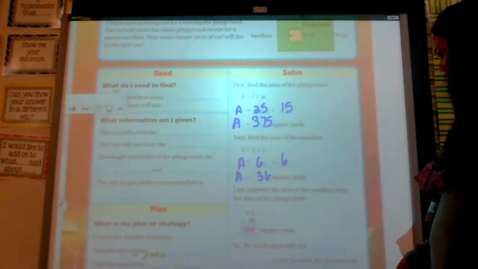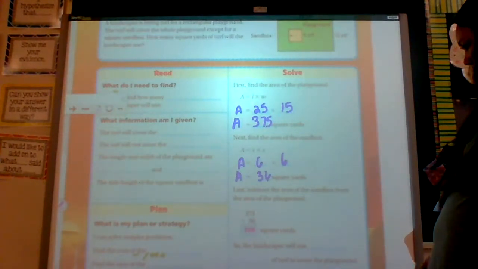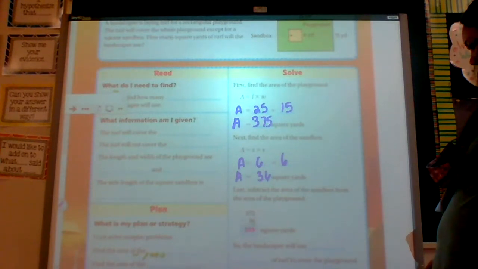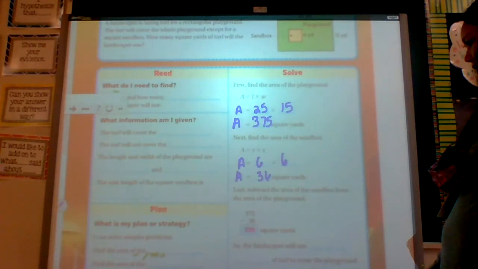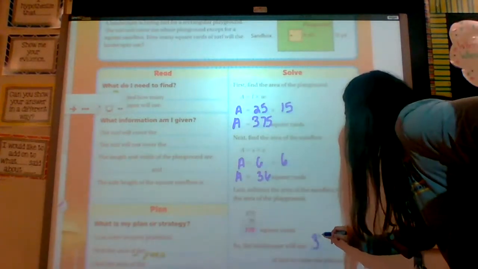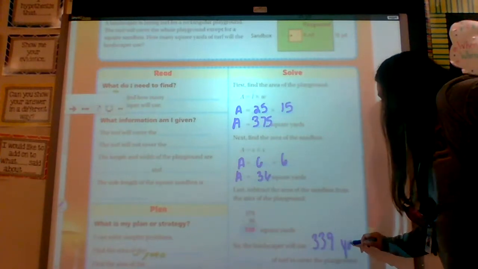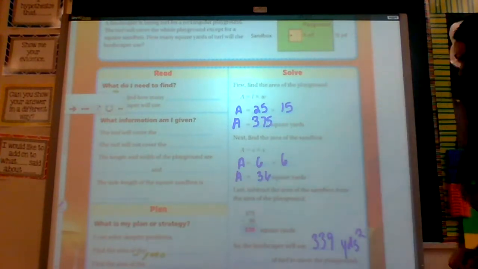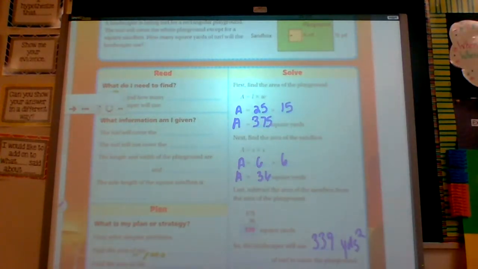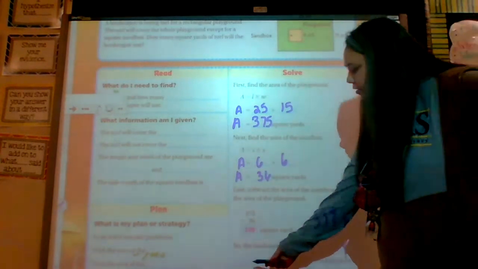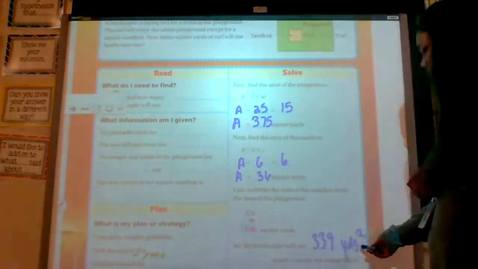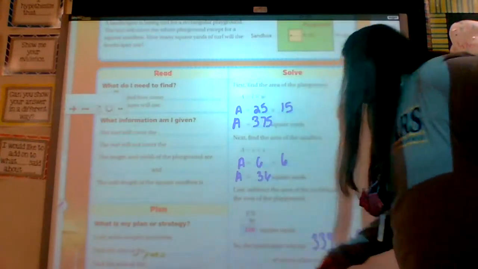So the landscaper will use 339 square yards, or yards squared, of turf to cover the playground. They give you this other line because you can actually write out the words square yards.